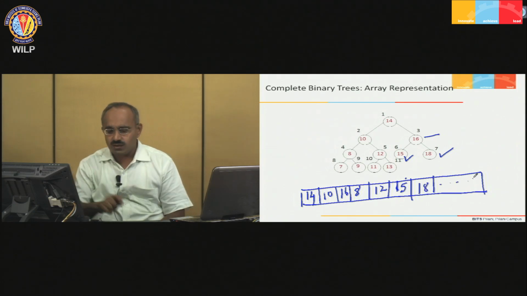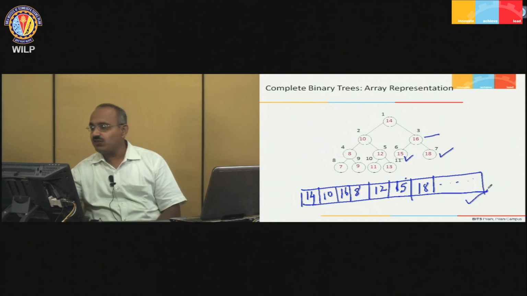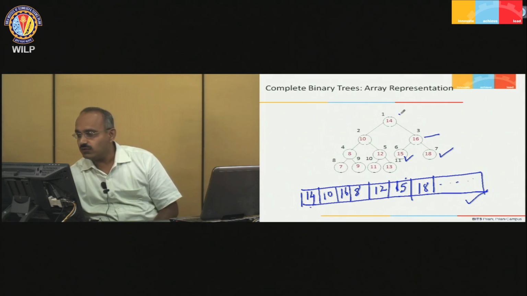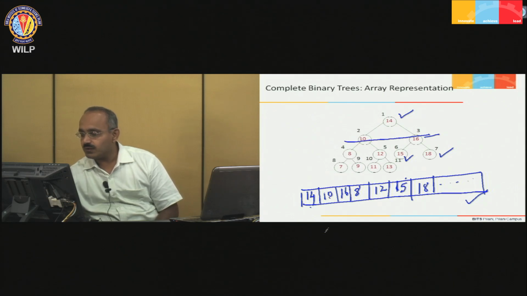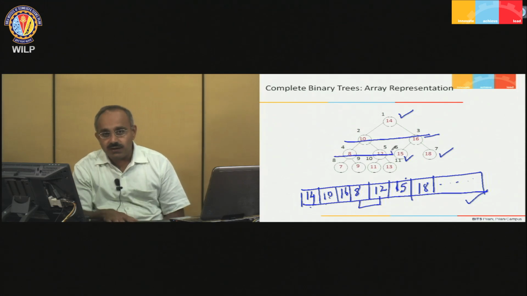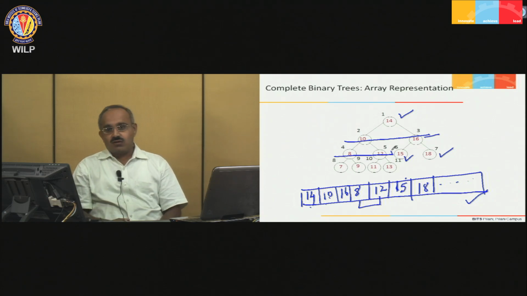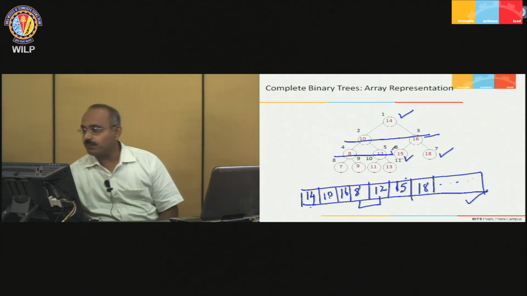Once we know how to do it, it can be easily observed. Now, given such an array, we can easily construct this tree. I can start by looking at the first element 14. I know this is the root of the tree. 10 and 16 are going to be the left and right child. 8 and 12 are going to be the left child and right child of 10, and so forth. So, given a complete binary tree, we can represent it using an array, or given an array, we can do the reverse operation and find out the complete binary tree which is represented by that array.